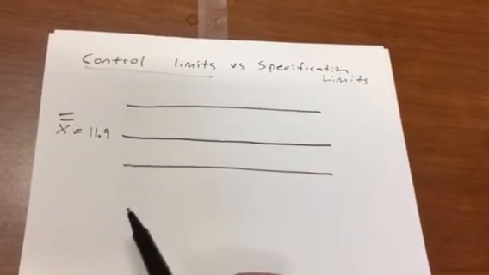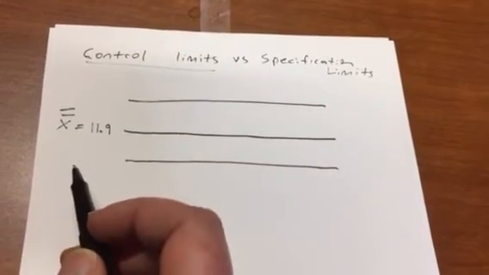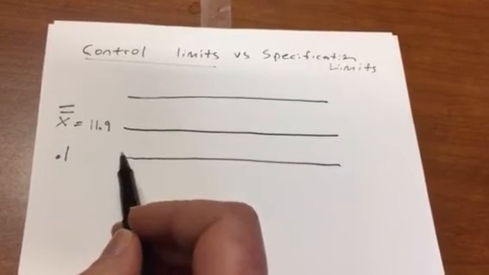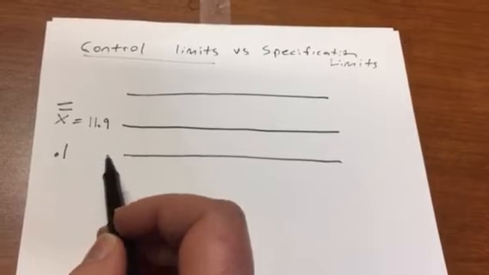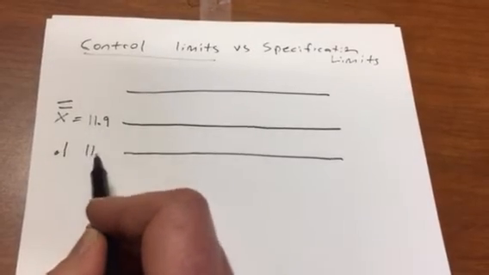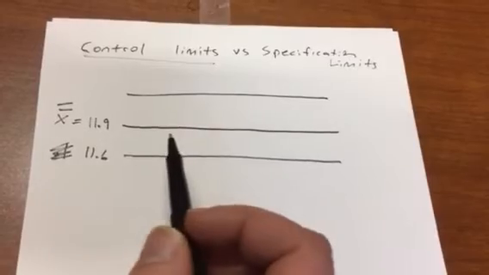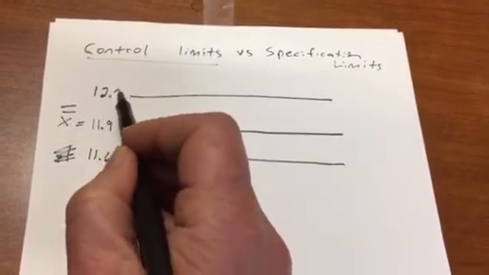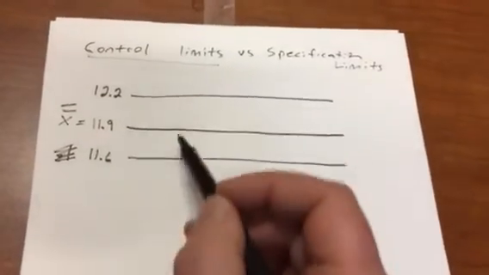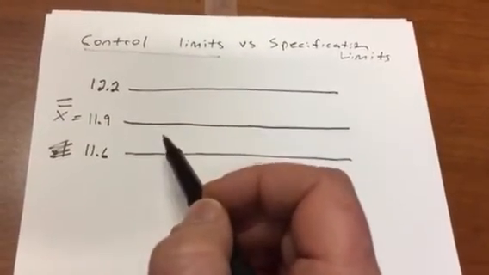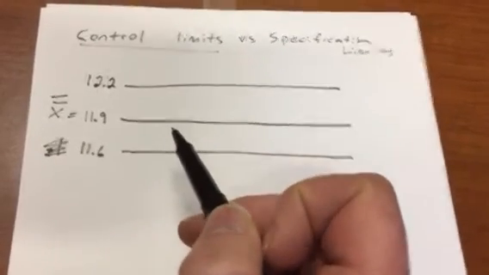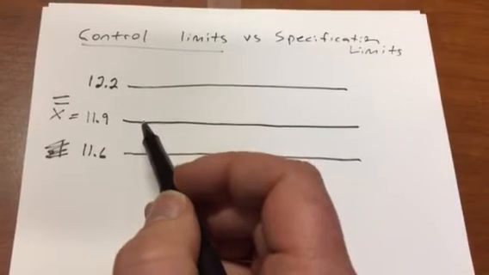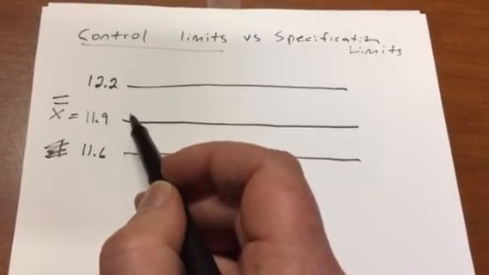Let's pretend these are the same distances. Let's say the standard deviation of our sample averages is 0.1. So if this is 3 standard deviations, that would be 0.3. That would make this 11.6 ounces, and this 12.2 ounces. We could plot those original 20 samples on a control chart, or we could just use the control chart going forward.